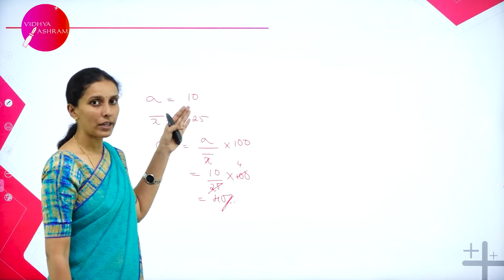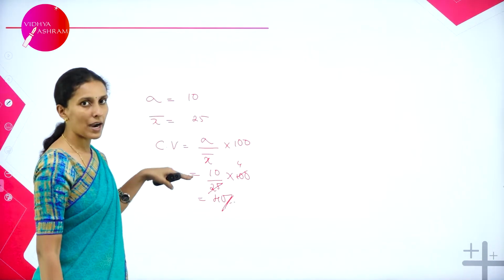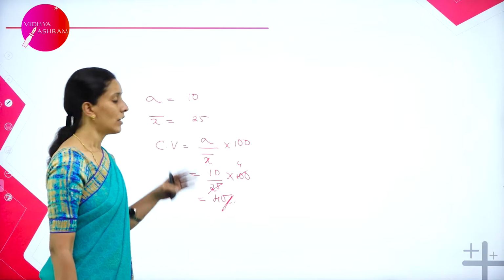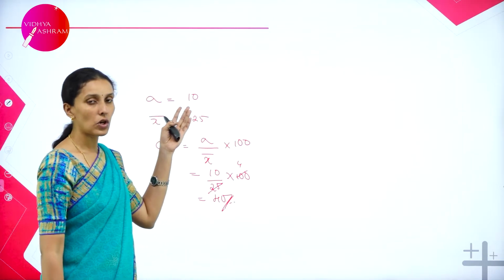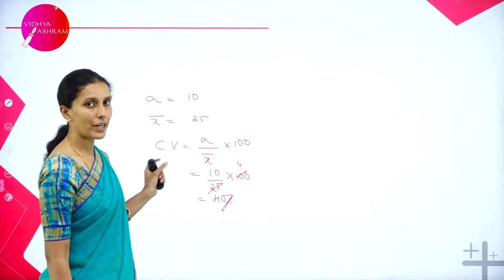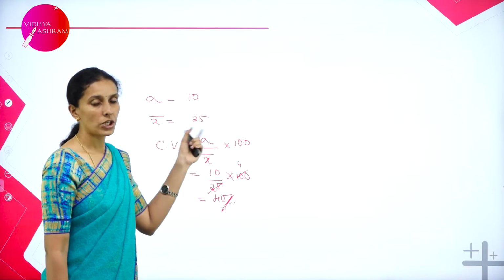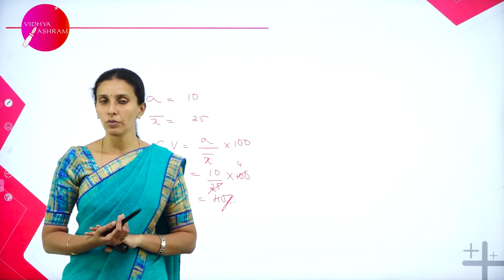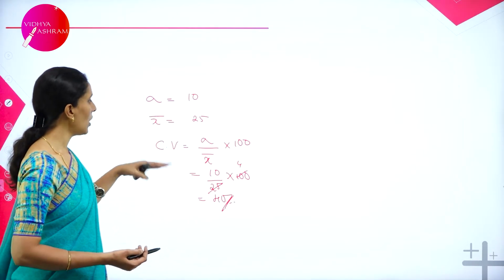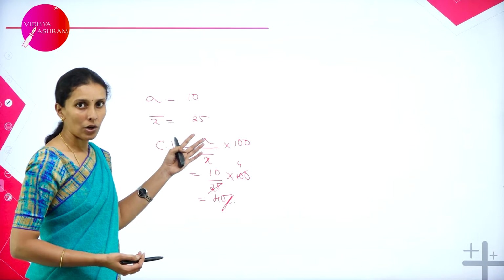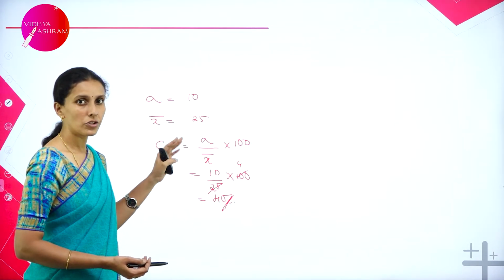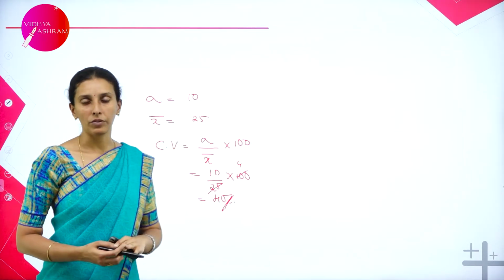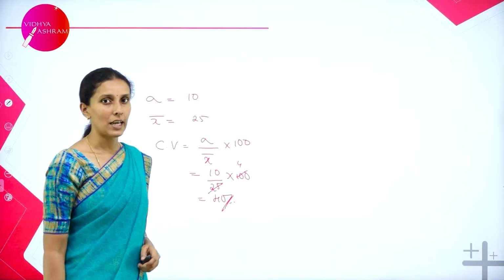Suppose the mean is not given, with the help of sigma and CV we can calculate the mean. Or if the standard deviation is not given, whenever the coefficient of variation and mean are given, we can interchange the values to calculate the standard deviation as well as the coefficient of variation. So using this formula we can find an unknown variable, whether it is the standard deviation, the mean or the coefficient of variation. Let's take a few problems now.